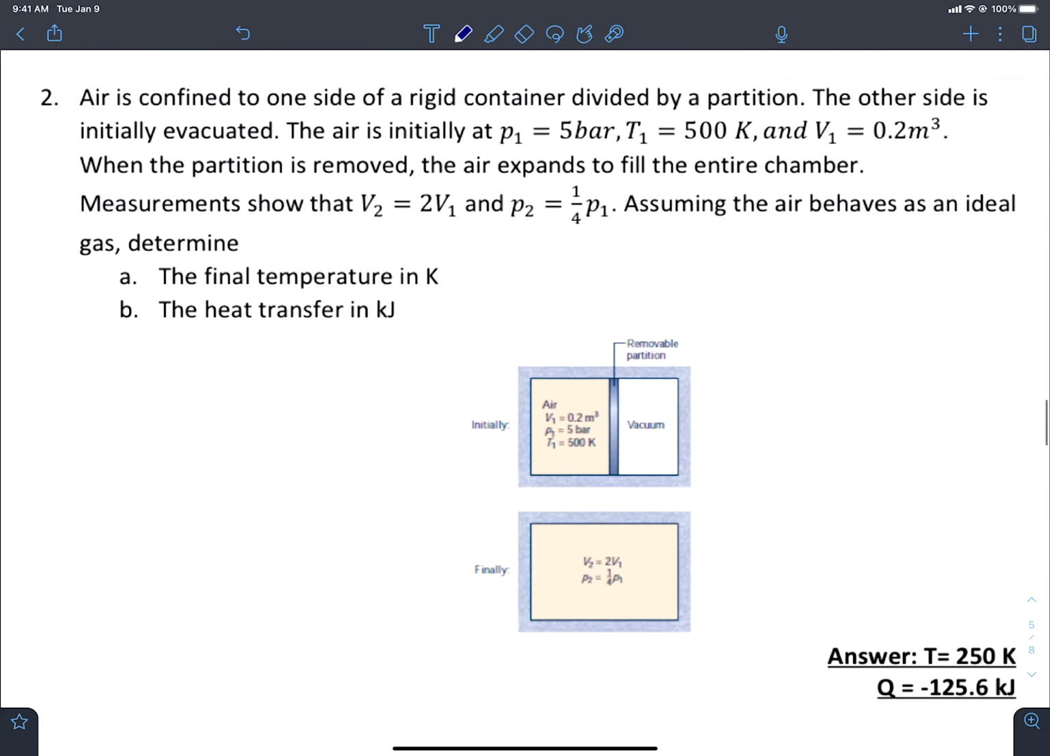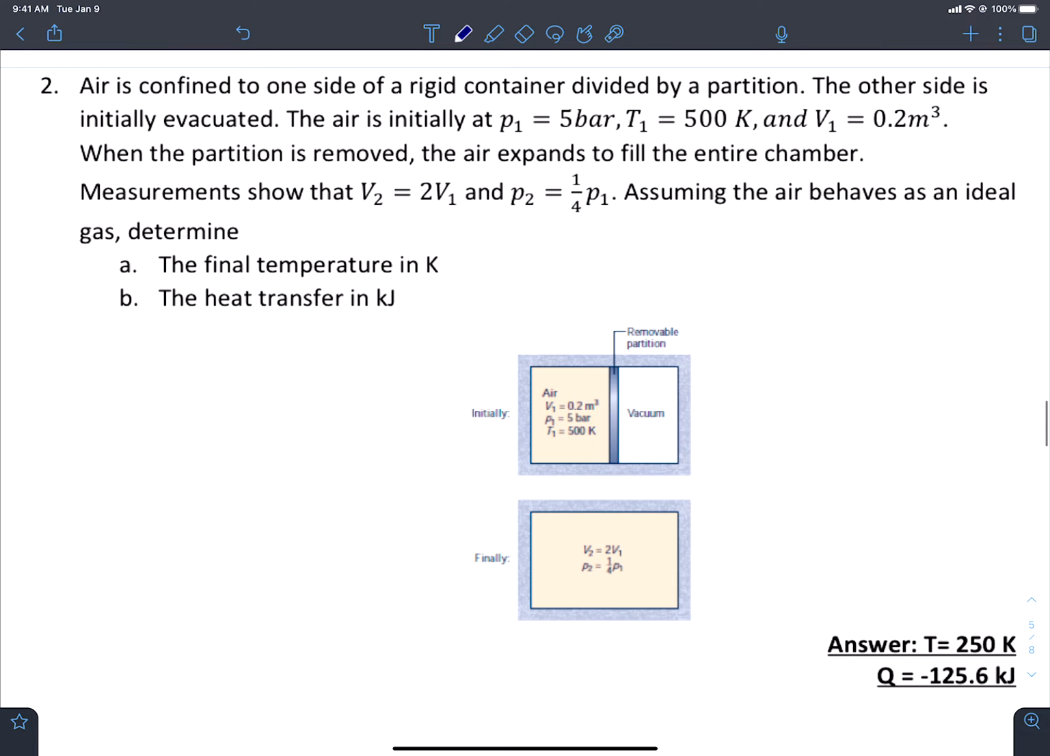So question 2. Air is confined to one side of a rigid container divided by a partition. The other side is initially evacuated. The air is initially at P1 equals 5 bar, T1 equals 500 K, and V1 equals 0.2 meters cubed. When the partition is removed, the air expands to fill the entire chamber. Measurements show that V2 equals 2 V1 and P2 is 1/4 P1. Assuming that air behaves as an ideal gas, determine A, the final temperature in Kelvin, and B, the heat transfer in kilojoules.